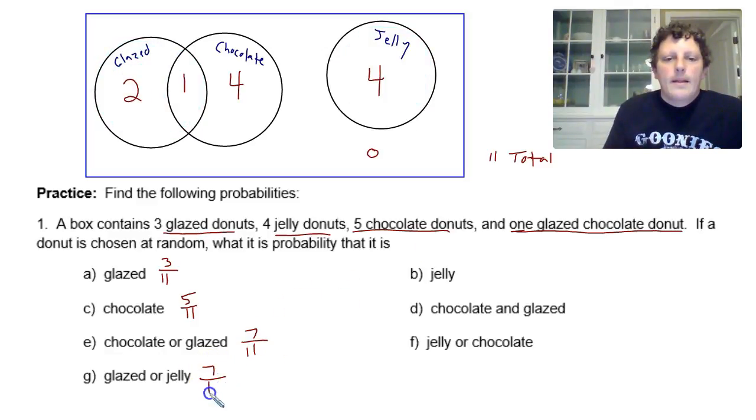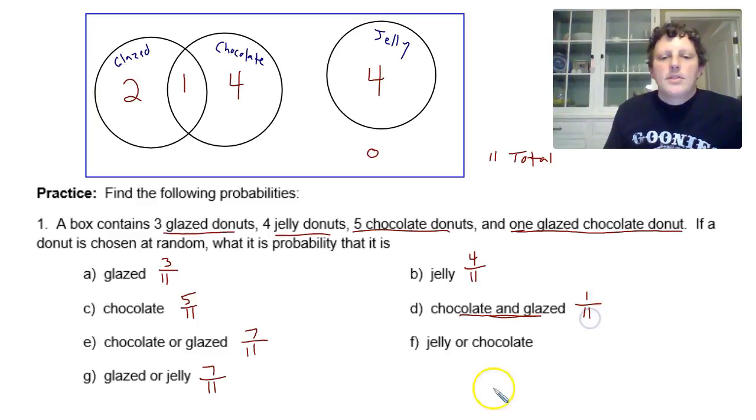All right, jelly. There's 4 jelly out of the 11. That one's pretty easy. Chocolate and glazed. It has to be both. It has to be the overlap, both chocolate and glazed. There's only one in the 11 donuts that meets those qualifications. And then jelly or chocolate, or can be jelly or chocolate.